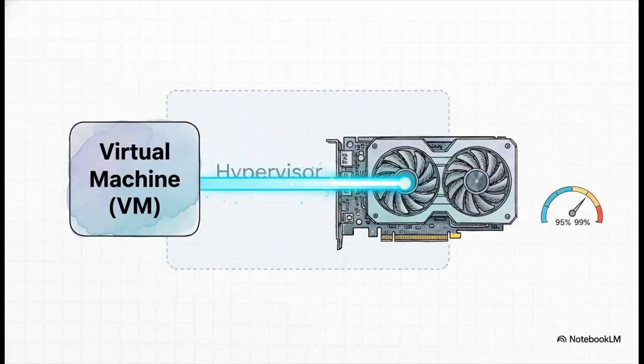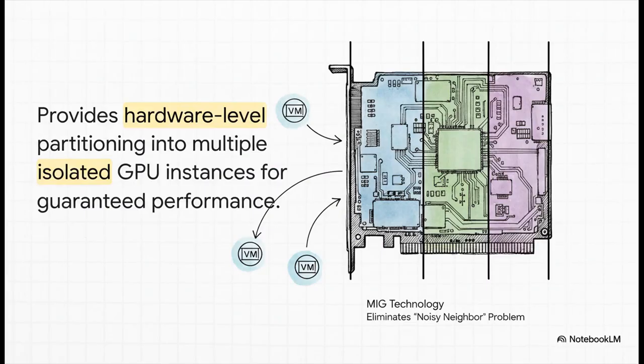First in the ring is GPU pass-through. This is the heavyweight champion of pure, unadulterated speed. It works by giving a virtual machine exclusive, direct access to a physical GPU. There's no sharing, no middleman, and because of that direct line, you get performance that is incredibly close to running on bare metal. We're talking 95 to 99%. It's a beast.